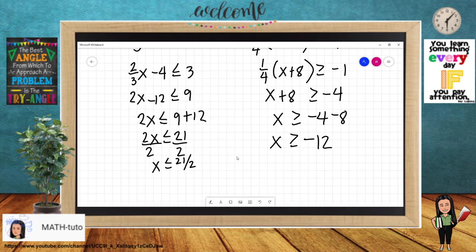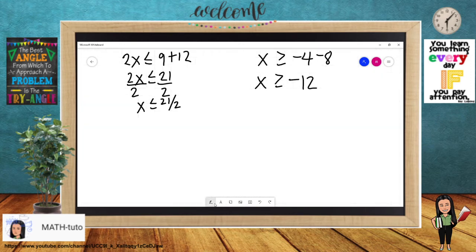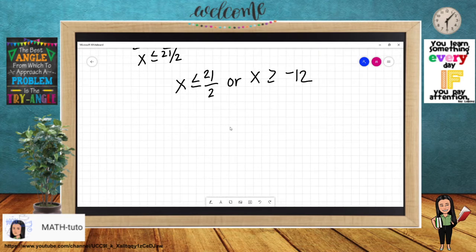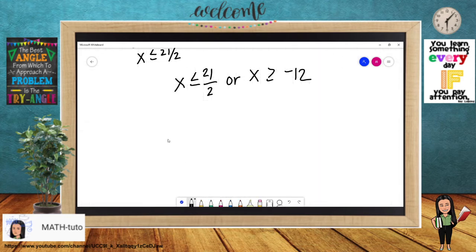Okay? So, our solution set is, since they are not adjacent, I will just rewrite it: x is less than or equal to 21 over 2 or x is greater than or equal to negative 12. That is our solution set. Okay, let us sketch the graph.